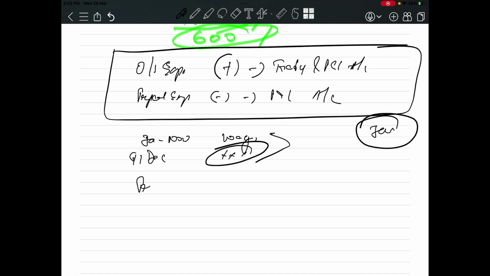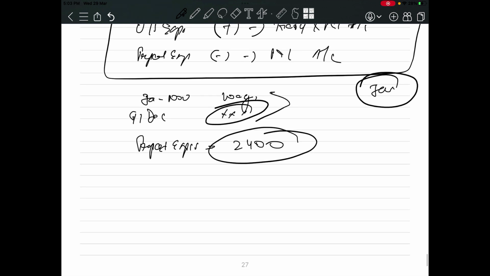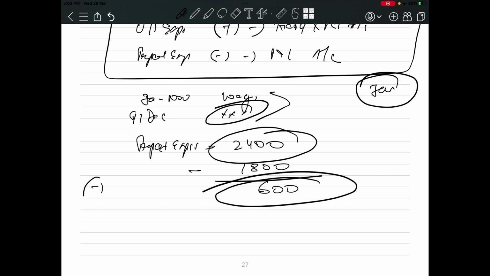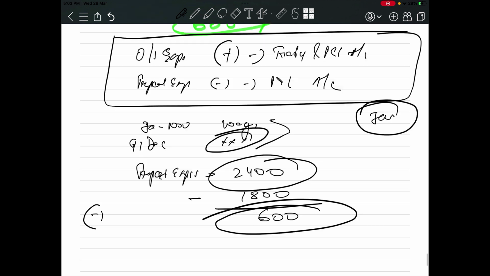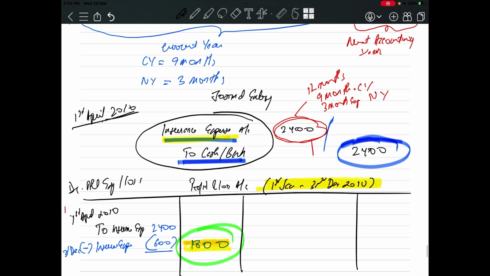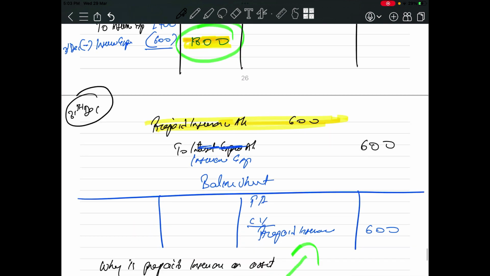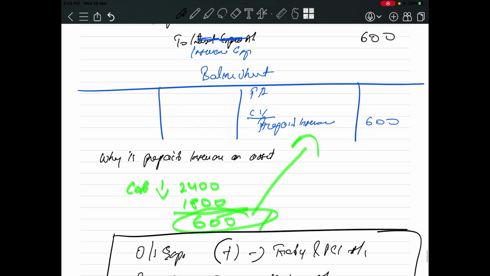Similarly, in case of prepaid expenses, we have debited the P&L account with 2400, but out of this 2400, what was the expense for the current accounting period? It was 1800. So this difference of 600 will be reduced from the insurance expense account. Simple. I hope this is clear.